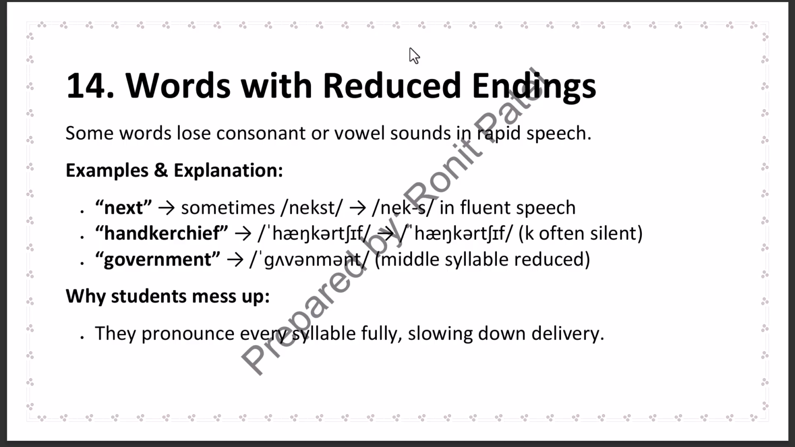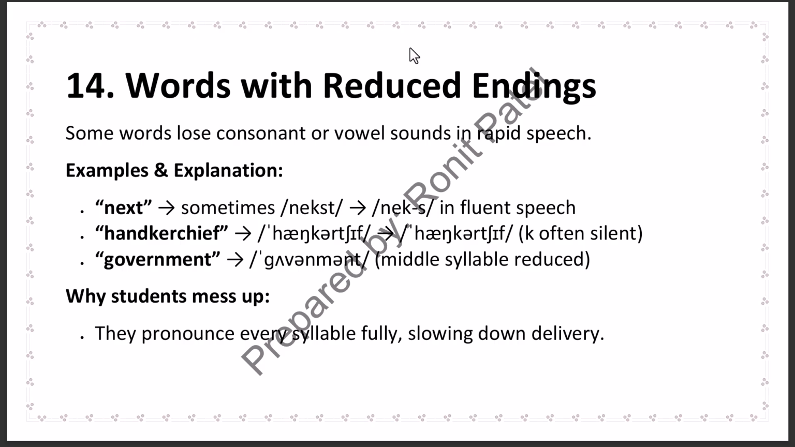Now we enter a very subtle area of natural English speech, reduced endings. In slow classroom pronunciation, every syllable is spoken fully and clearly, but in real fluent English, some sounds become shorter, softer, or almost invisible. Take the word government. Careful pronunciation might sound like government, but natural fluent pronunciation becomes closer to government. The ERN are completely missing.